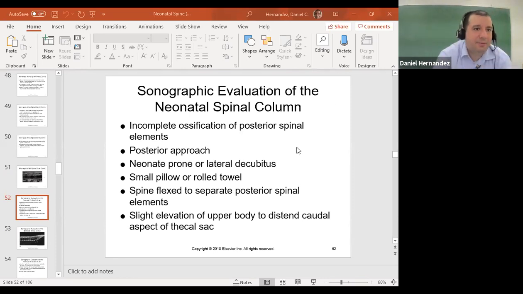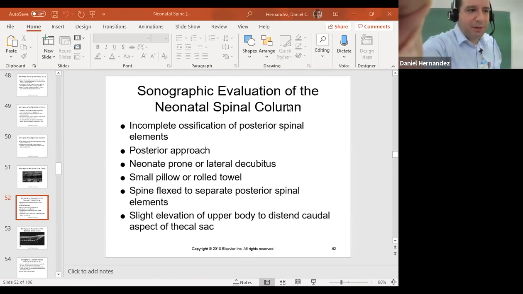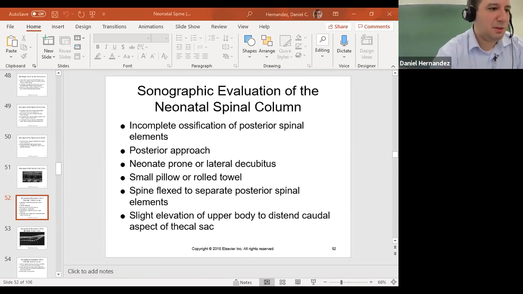All right, so sonographic evaluation. Due to incomplete ossification of the posterior spinal elements, we're able to perform this exam. It's done from the posterior approach. We're going to have the baby lying on its stomach, or you can potentially have the baby decubitus. If the baby's really fussy, you can even do the exam with the baby sitting up and arched over, or with the mother holding the baby against her chest, as long as the spine is exposed.